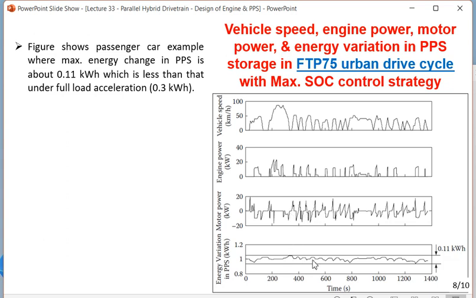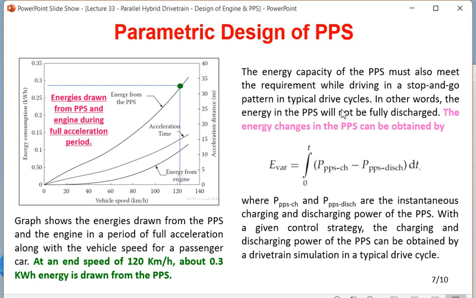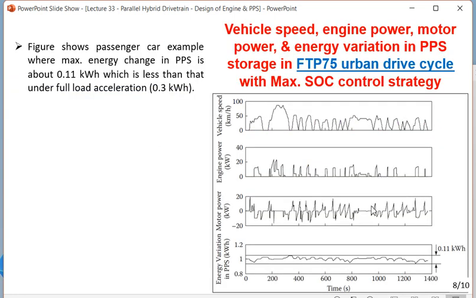You find that the energy variation in the PPS, that is the equation shown at the top, E PPS CH minus PPS discharge, so charging power minus discharging power, is shown in this graph. The change in charging and discharging is 0.11 kilowatt hour. It is given here as energy variation in PPS, in kilowatt hour.